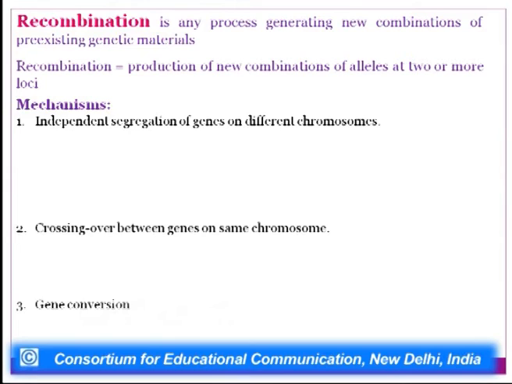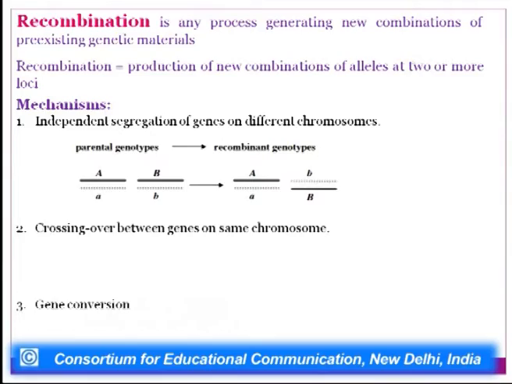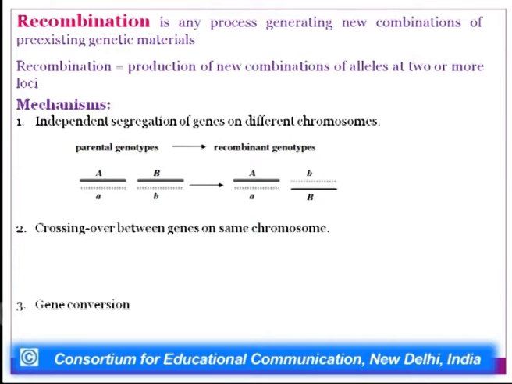There are different mechanisms. The first is the independent segregation of genes on different chromosomes. So, if one parental genotype has capital A, capital B, and the other parent has small a, small b, the recombinant genotype will have capital A, small b, and small a, small b. Ideally, these two loci are lying on separate chromosomes, and when each chromosome is independently assorted, you still get recombinant genotypes such as capital A, small b, which is different from the parental genotype of capital A, capital B. So, independent segregation can lead to recombination.